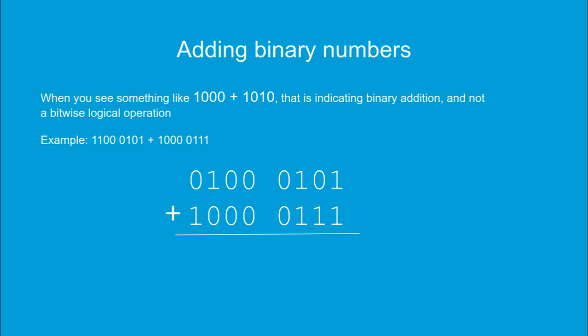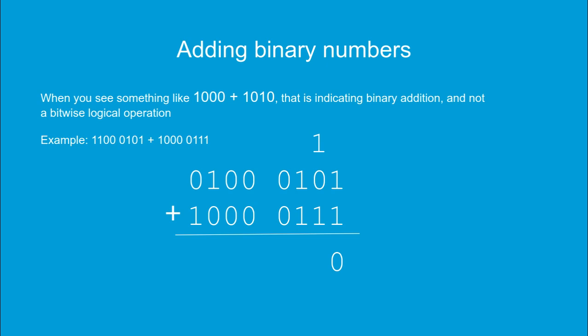If we have 1 plus 1, what do we get in binary? What do we get in decimal? What's 1 plus 1? 2. What does that look like in binary? 1 0. So we have to put a 0 there, and what do we do with the 1? Carry it to the next place. And then what do we have?